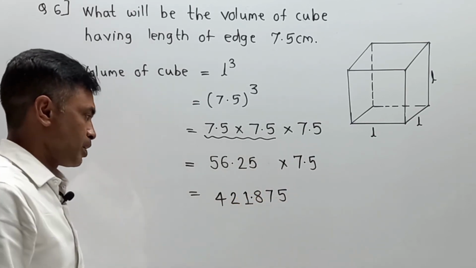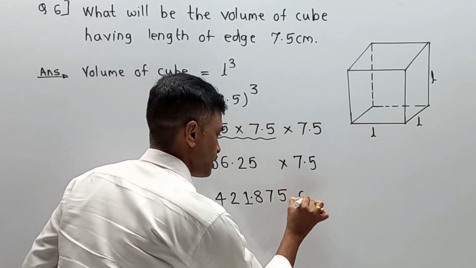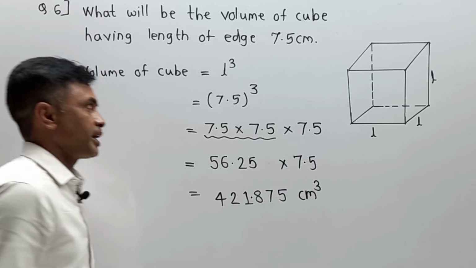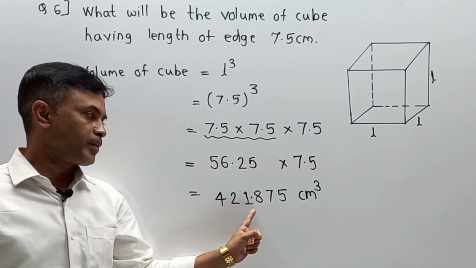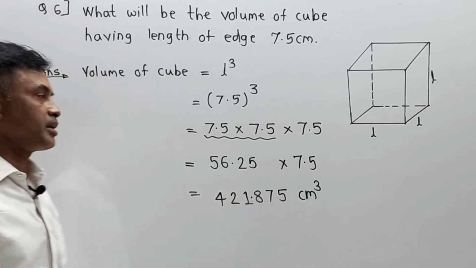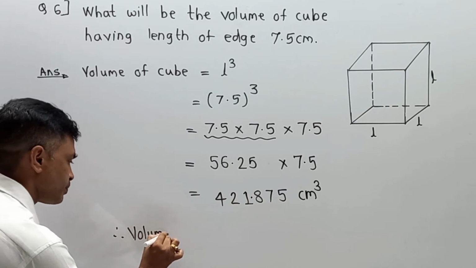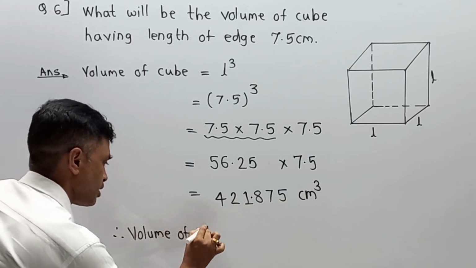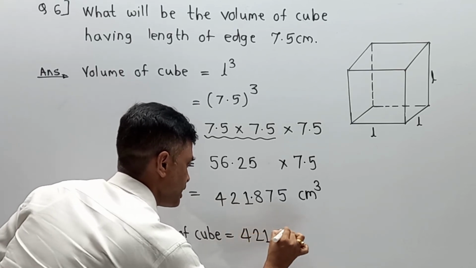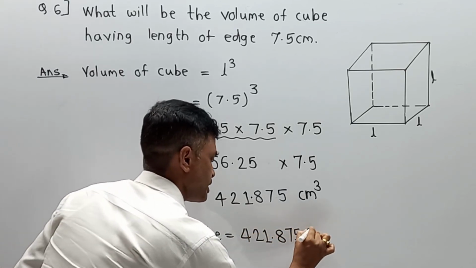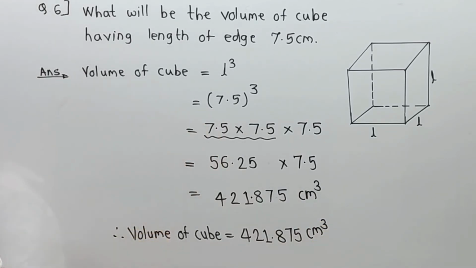So the answer becomes 421.875, and that is nothing but cubic centimeter, and this is nothing but volume of a cube, and your final answer is 421.875 cubic centimeter. So I am writing the answer, volume of cube is equal to 421.875 cubic centimeter. And in this way, by mathematical calculation, you can solve the numerical.